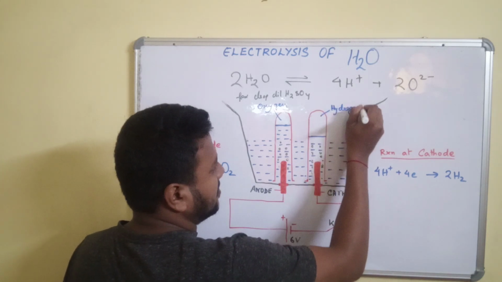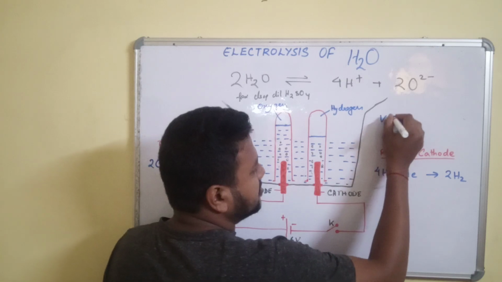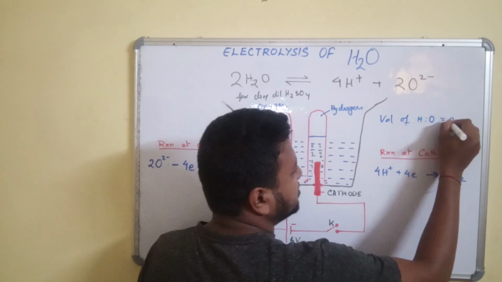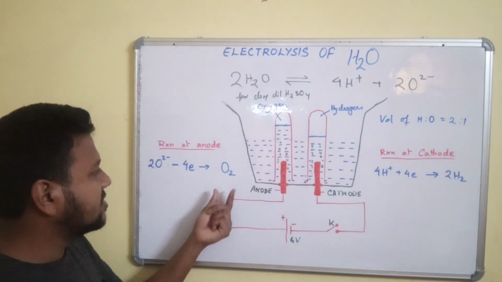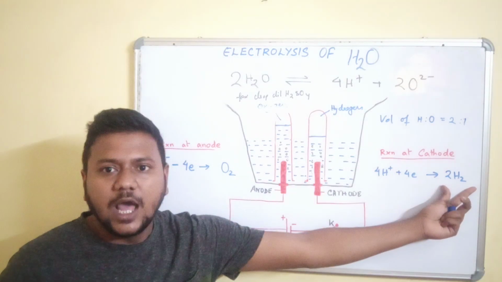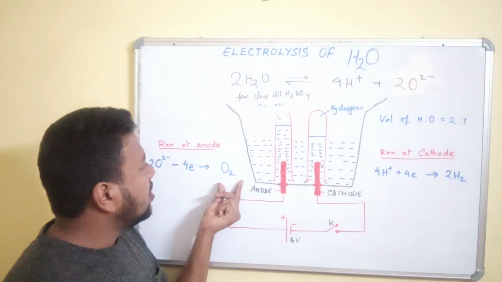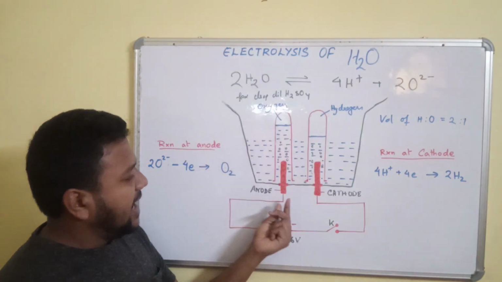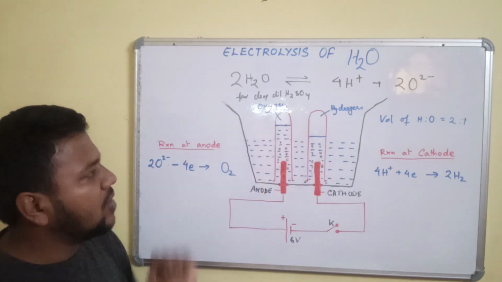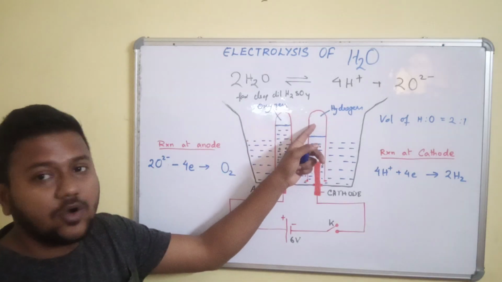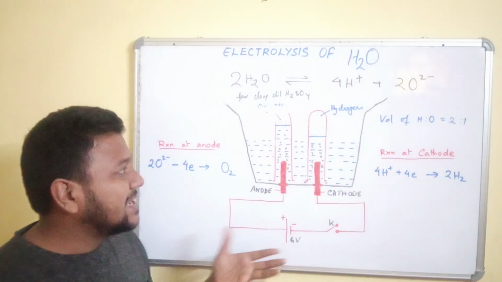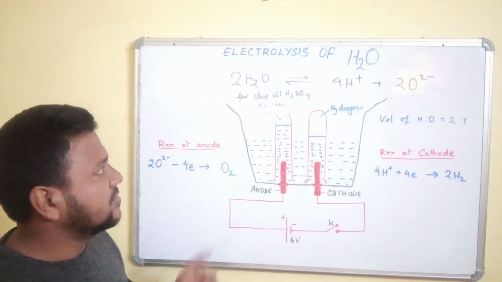So the volume of hydrogen to oxygen will be 2 is to 1, because in this particular reaction at the anode and cathode we see two molecules of hydrogen gas obtained at the cathode and one molecule of oxygen obtained at the anode. Clear? So we have to maintain this ratio, 2 is to 1, where the volume of hydrogen will be double that of oxygen. So very clearly, let us understand it once again.